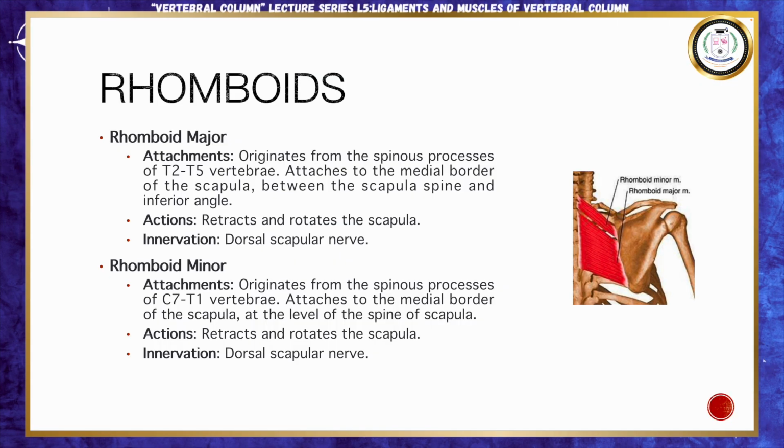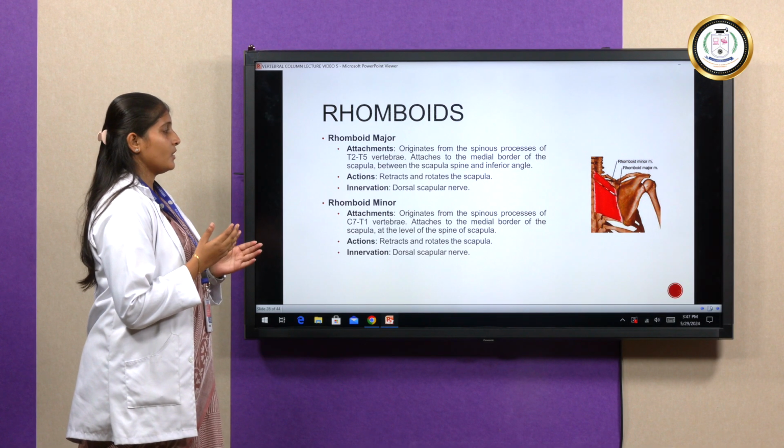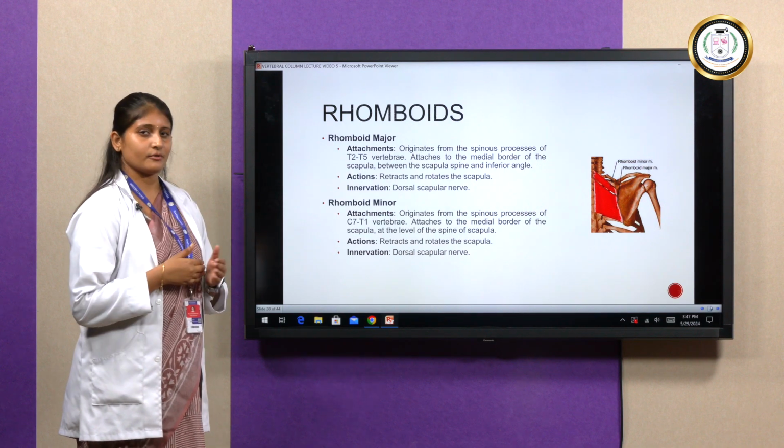Next we will move on to another set of muscles called rhomboids. Here we have two rhomboids, rhomboid major and rhomboid minor. These two muscles are present over the medial border of the scapula.